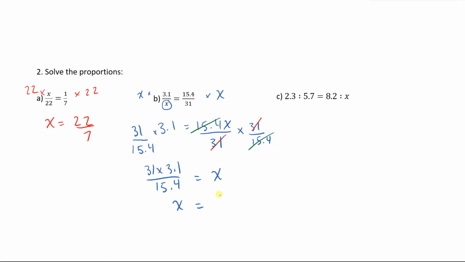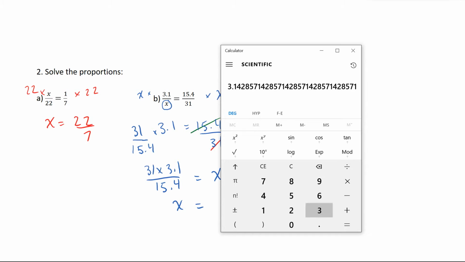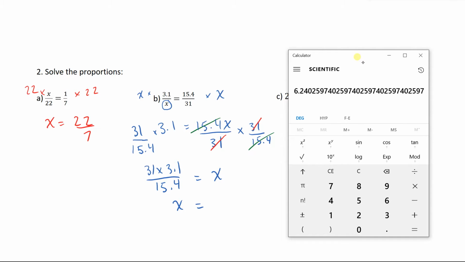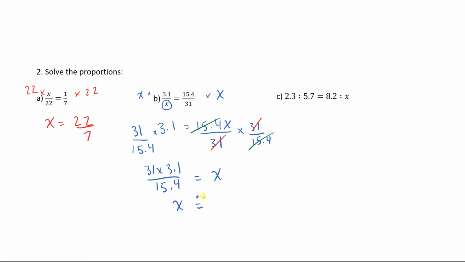And now it's just a matter of successfully putting it in the calculator. 31 times 3.1 divided by 15.4. So it's about equal to, I'm rounding here, 6.24. Double check that one more time.